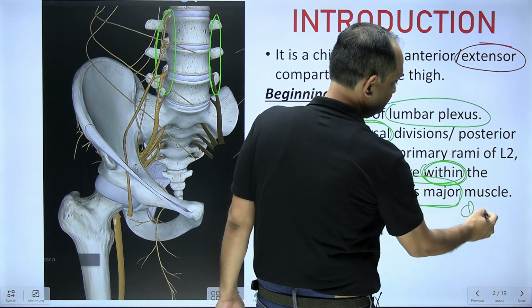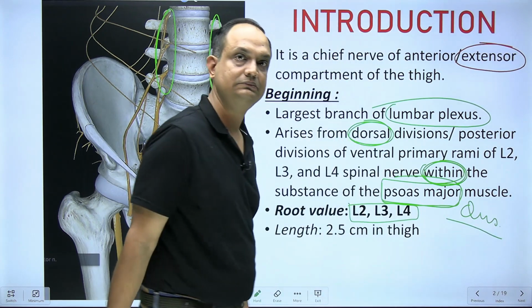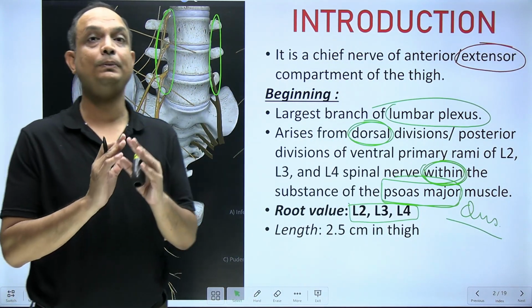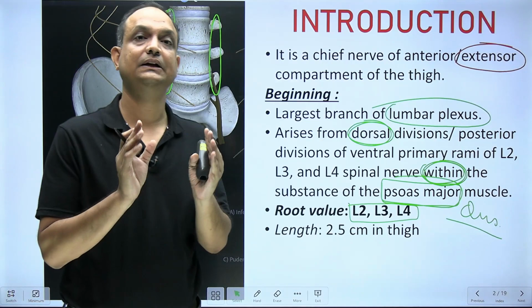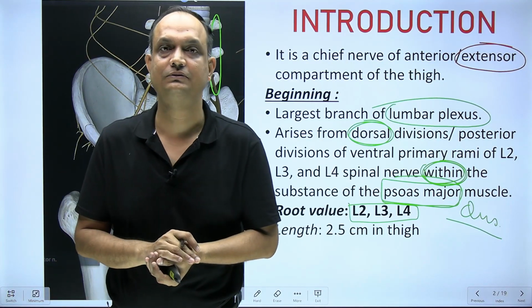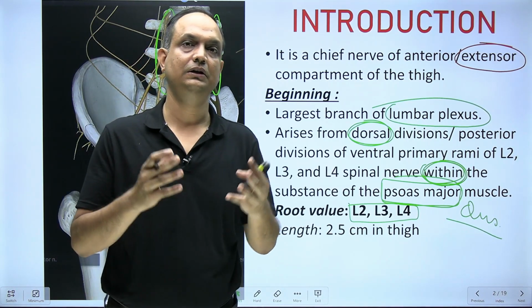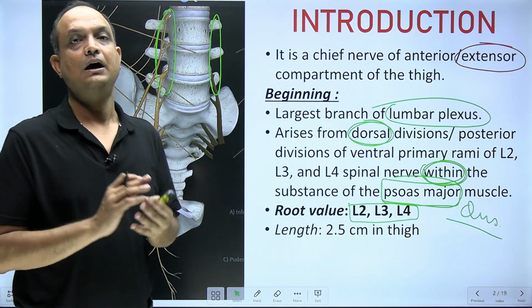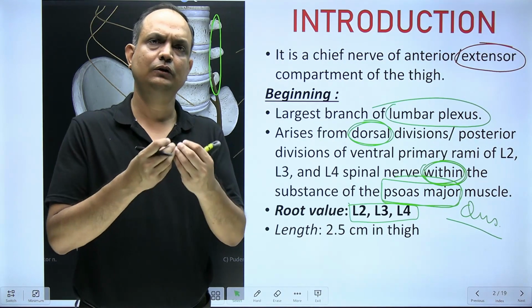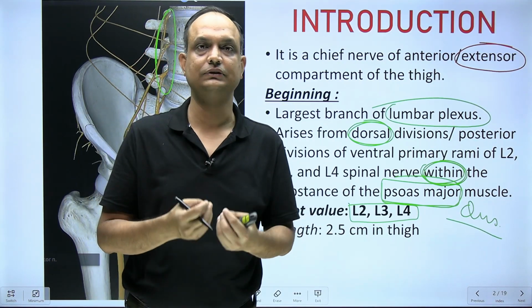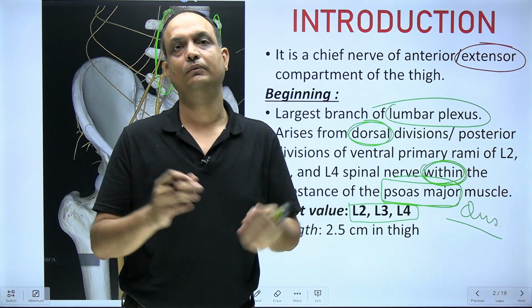Psoas major. So this is again a question of your exam, which nerve plexus is present in the substance of the psoas major muscle? Answer is lumbar plexus, and that's why the origin of the nerves from the lumbar plexus are not visible, and it looks like the nerves are coming out from your psoas major.